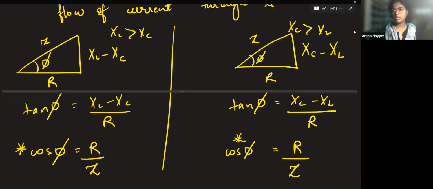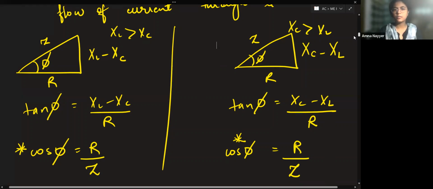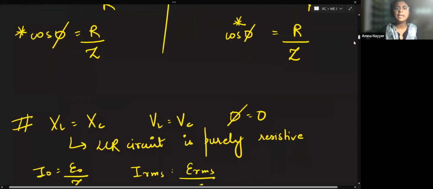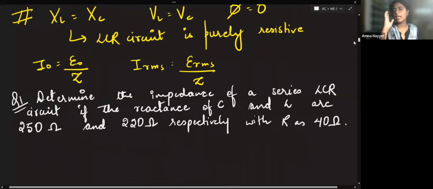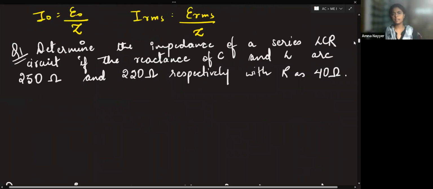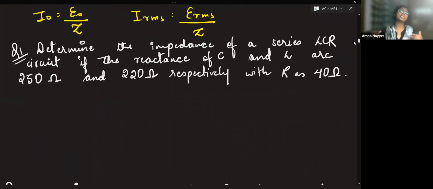One question let's do, then we'll stop the class. By next weekend, most of your AC will come to an end. So this is the same: E naught by Z, and I RMS will be E RMS by Z. Resistance will keep on changing according to the circuits. Two more types of circuits are there that we'll do on the next weekend only.